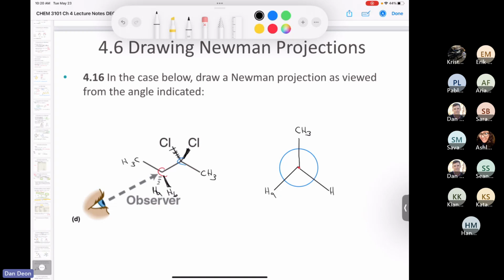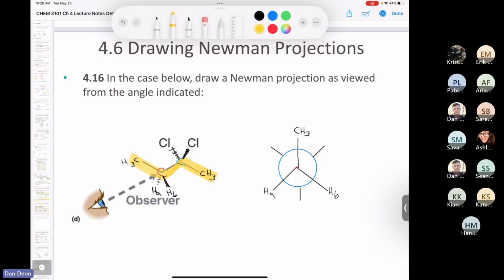I'll call this HB. Then in the back, I'm going to have 1, 2, 3 bonds. Now, what's going straight down? What's in the same plane of the viewer? Well, you can see that all of this is in the same plane. Everything I have highlighted in yellow, there's no dashes or wedges on that. So this would be our methyl group down here. And then I'm going to have two chlorines like this. If I call this chlorine A and this one chlorine B, this would be chlorine A and this would be chlorine B. Give me a thumbs up if you're with me on that, on drawing a Newman projection.